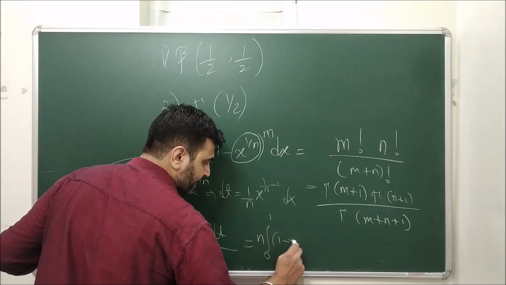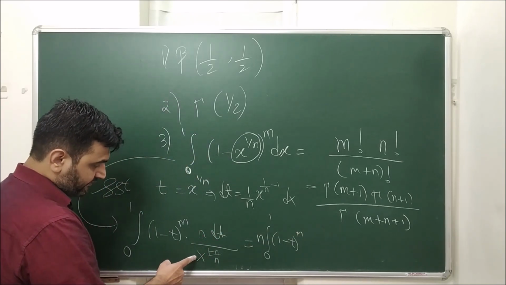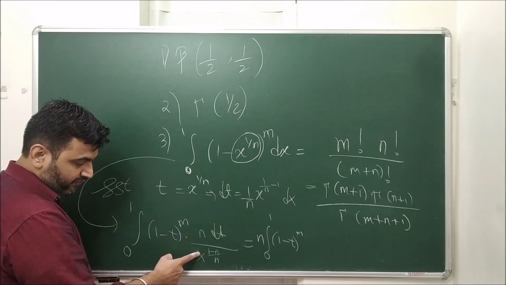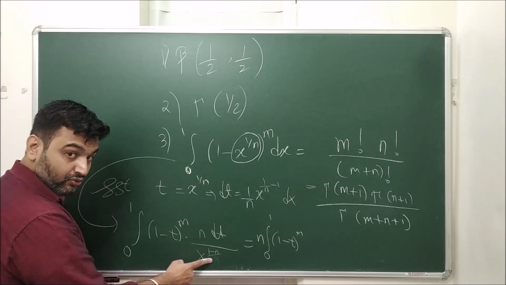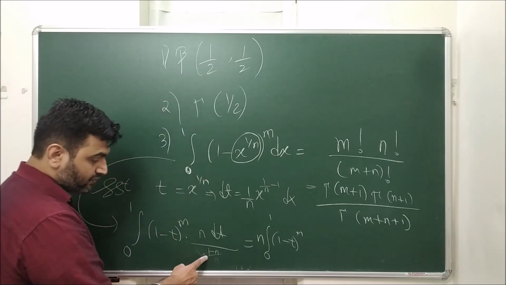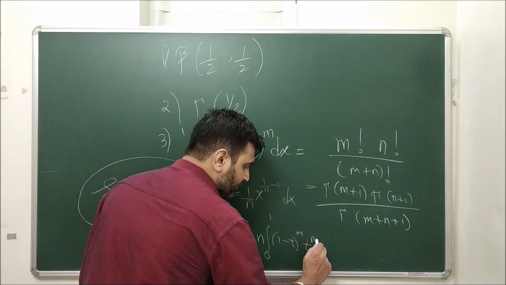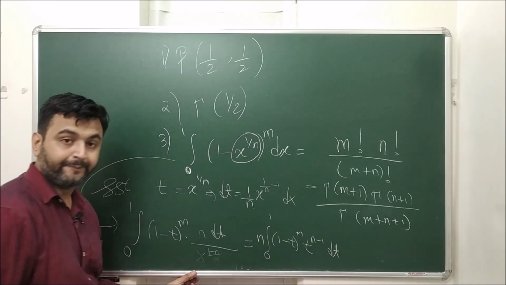This is 1 minus t raised to m, and what is this? My x is t raised to n. So when I put t raised to n over here, that n and this n will go away, and I will have t raised to 1 minus n, and when I bring this in the top, it will be t raised to n minus 1 dt.